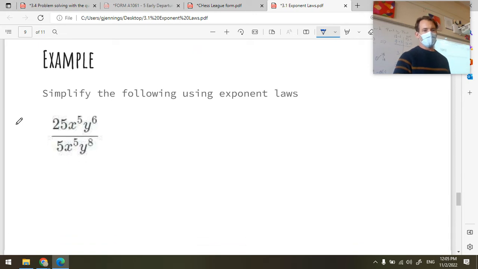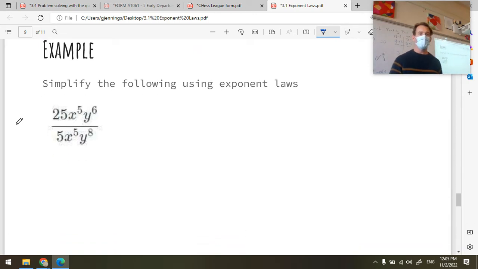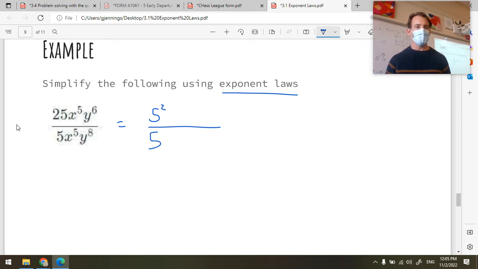Okay, let's keep going. So, if we want to simplify these using exponent laws, let's see if we can simplify that 25 over 5. We can write that as 5 squared over 5. Those are our numbers. X to the 5 minus 5, y to the 6 minus 8. 5 squared? Oh, 25. Oh, I see. I just wrote it as 5 squared so that I can use my exponent laws.